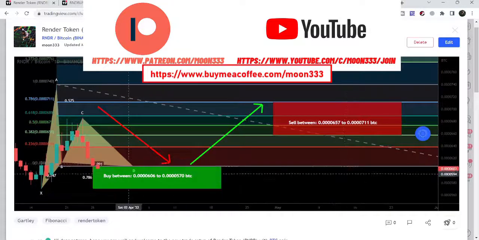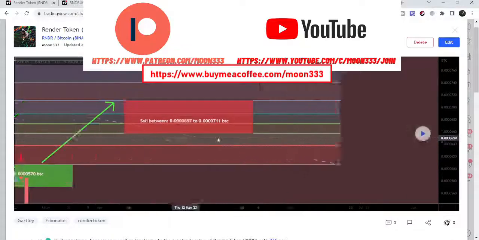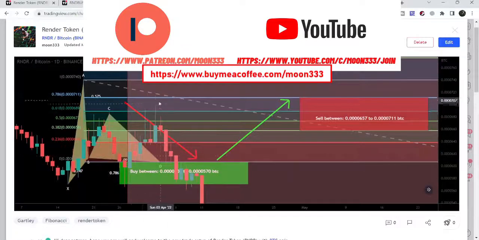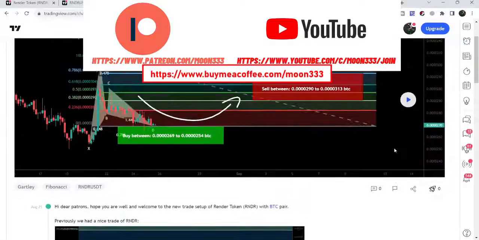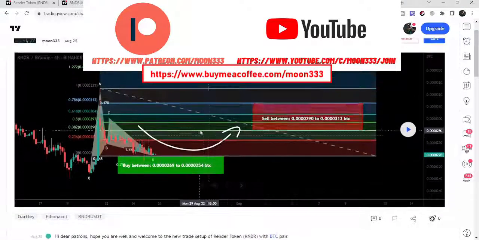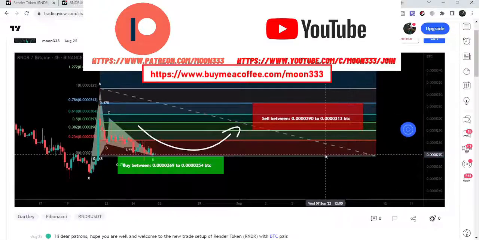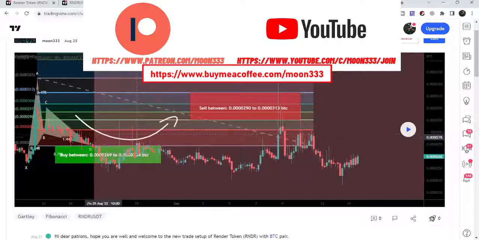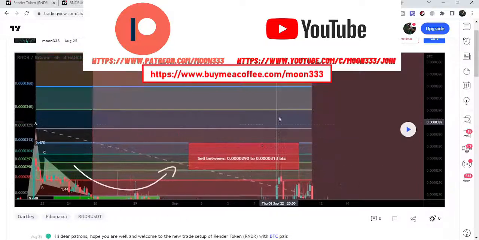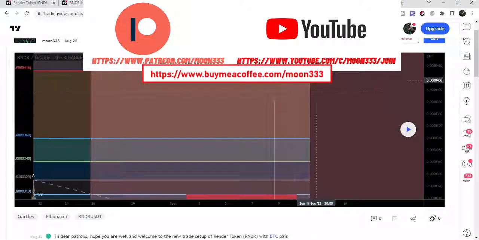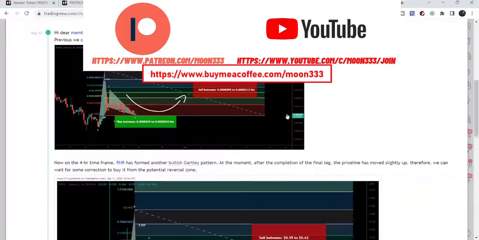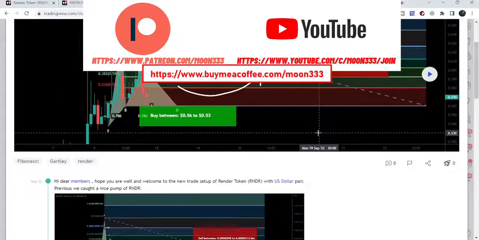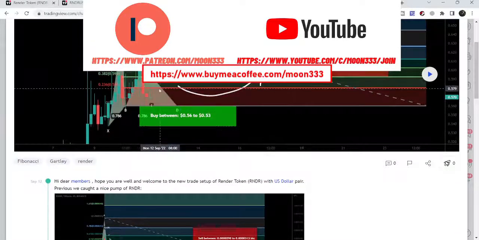And after playing this chart, we can see that the price line pumped very well. And after this pump, after hitting the sell target zone, moved down. And after that, I shared this idea that was another Gartley. And after playing this chart, we can see that the price line again had a very nice pump, even a very, very huge pump, you can see. And after this idea, I shared this one.